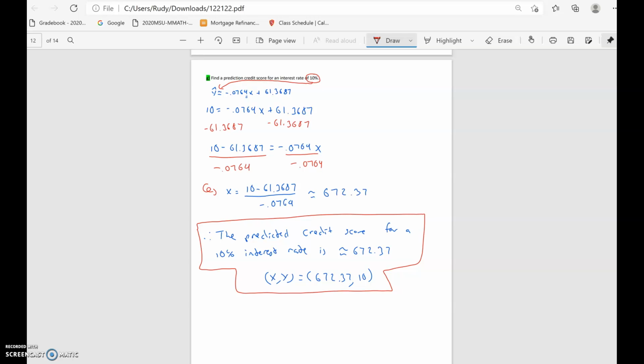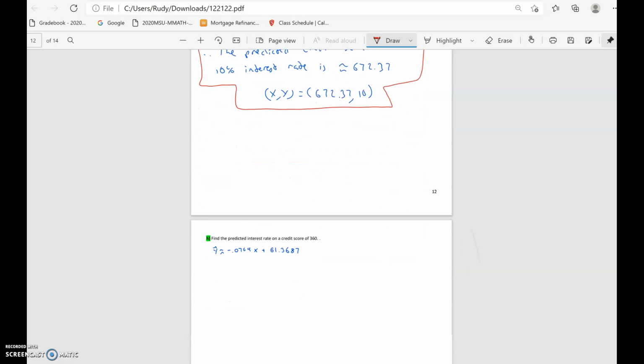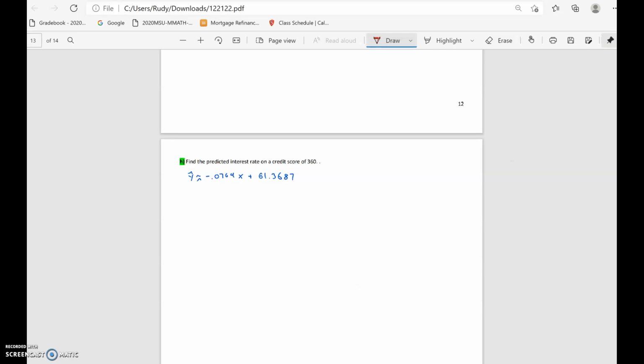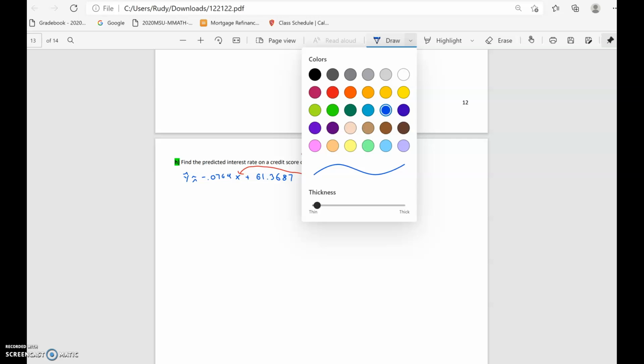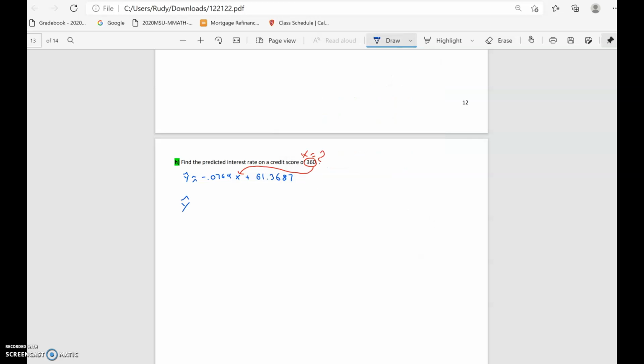Okay, let's move on to part H. And H is going to be a little bit easier. They want us to find the interest rate for a score of 360. So in this situation, x is equal to 360. So we're just going to plug in the 360 here. And this is going to give us a y hat of approximately negative 0.0764 times 360 plus the 61.3687. So please plug it in.